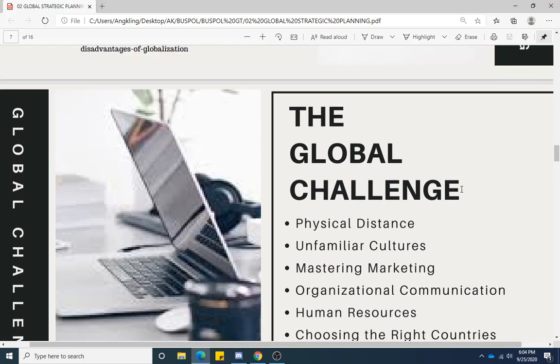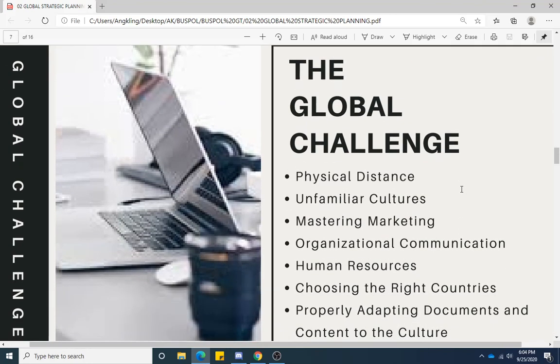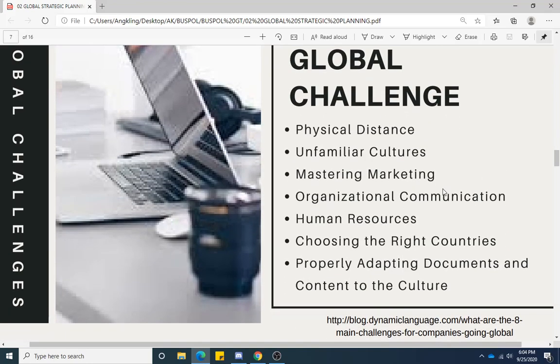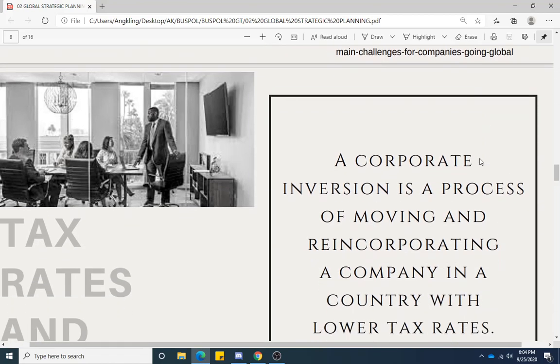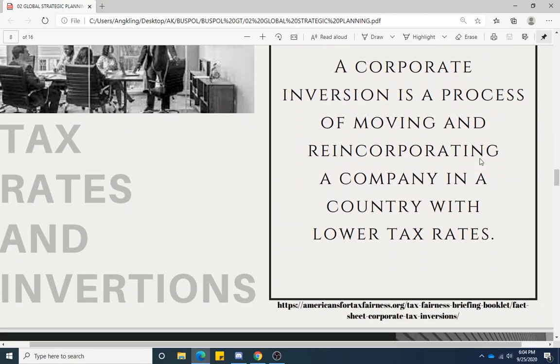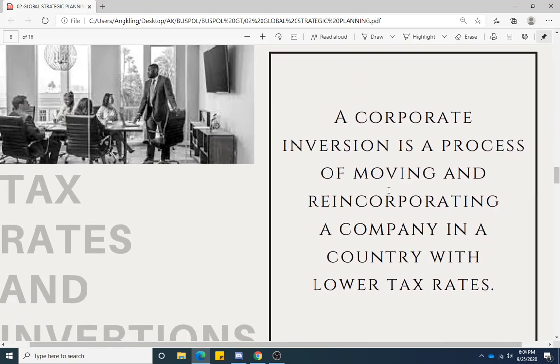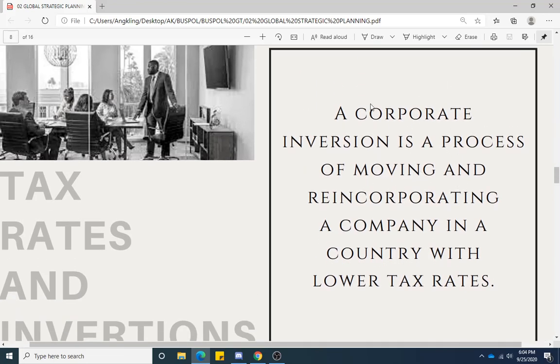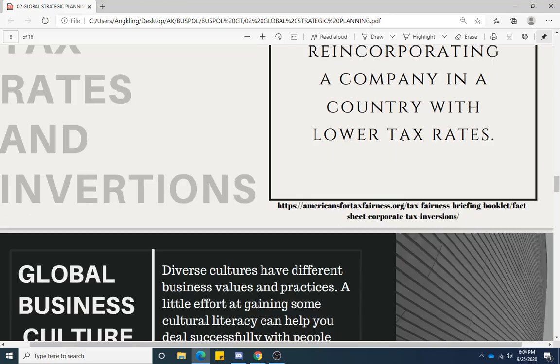So as we enter the global market or make the global decision, these are the global challenges that we will encounter. These are a few: physical distance, an unfamiliar culture, mastering marketing, organizational communication, human resources, choosing the right countries, and properly adapting documents and content to the culture. Corporate inversion is a process of moving and reincorporating a company in a country with lower taxes. Sometimes they do this because of the lower taxes, so that's what you call corporate inversion.